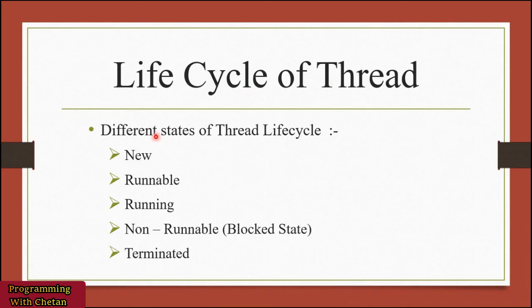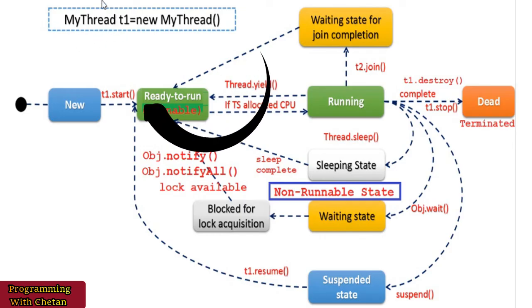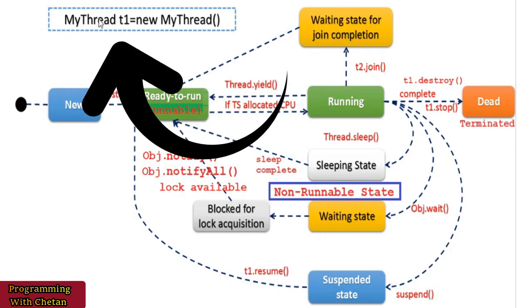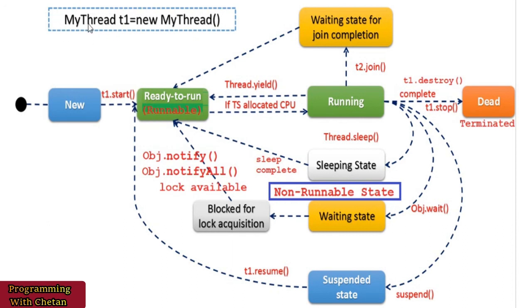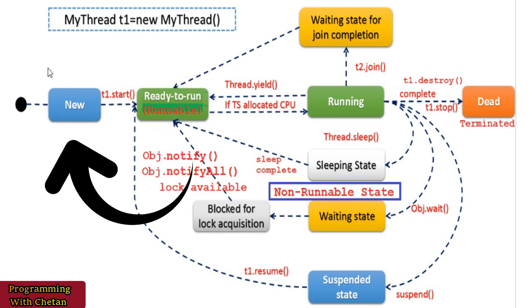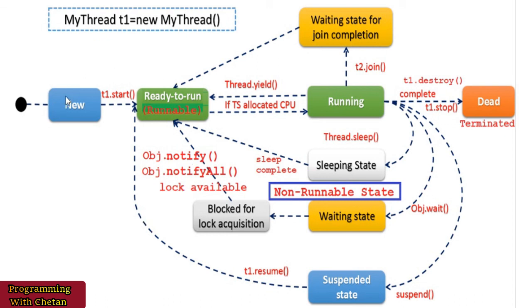Now let us discuss our first state, that is the new state. Here you can see that I have created one thread class with the name myThread, and this class is extending the java.lang.Thread class. Here T1 is the reference variable of our thread class, and I am creating an object of our thread class by using the new keyword. Whenever we create an instance of our thread class, it stays in the new state, which means that we have just created an instance of our class and we have not performed any operation on it.